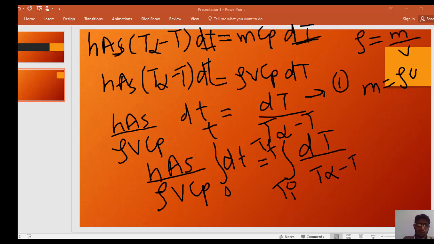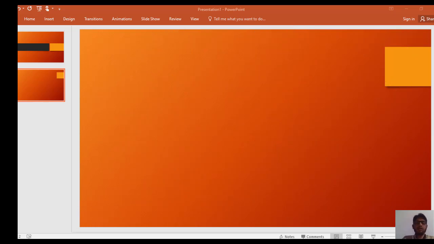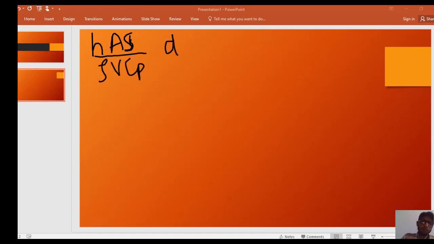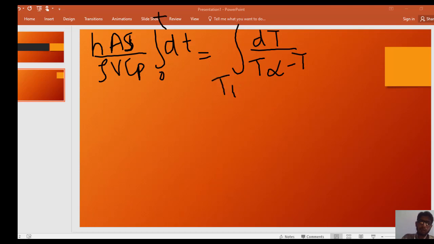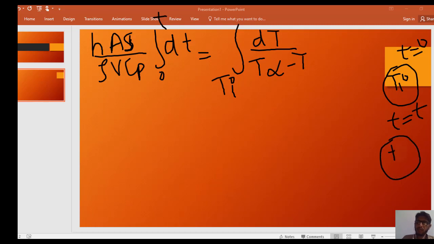Now simplify this relation which we have written, which is equal to hAs divided by rho V Cp, with time from 0 to some time t, equal to dT over T infinity minus T. At time t equal to 0, the temperature of the system was Ti, and at time t the temperature of the system was the final temperature.